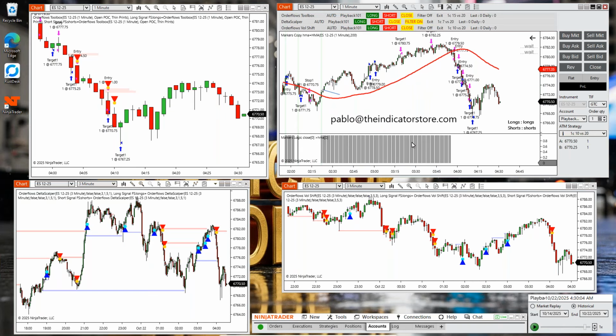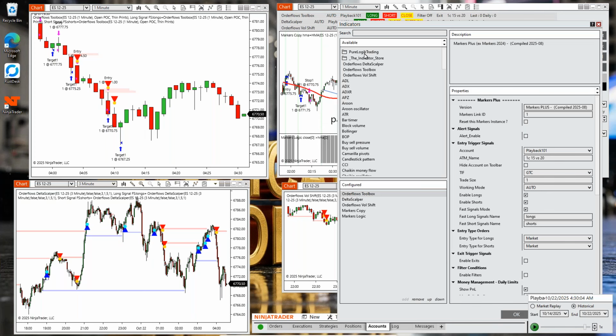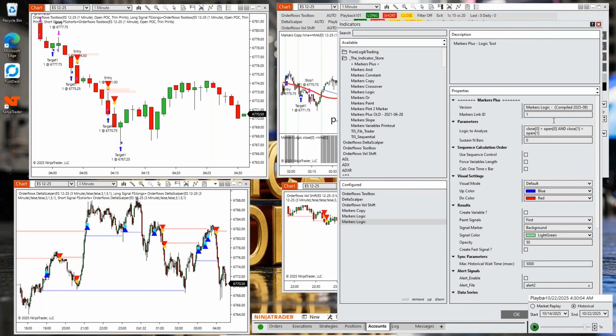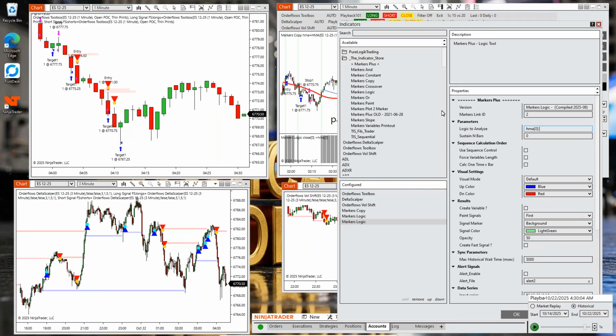So how can I know the slope of the HMA? Another logic. Which is the formula for knowing if a line is going up or down? Same link ID. The HMA on the current bar is greater than the HMA one bar ago. It means it is going up. Okay?